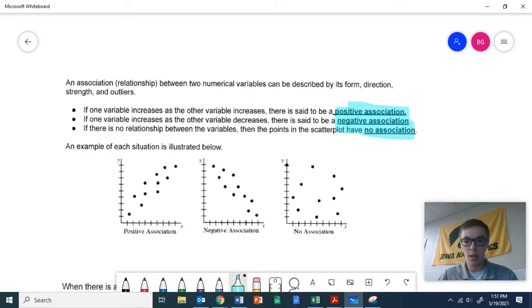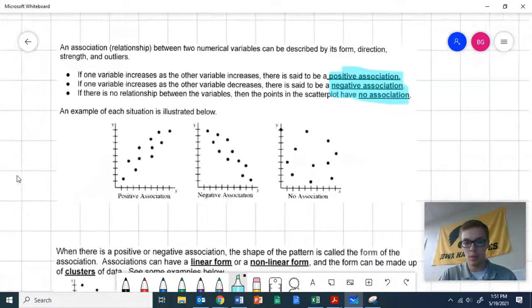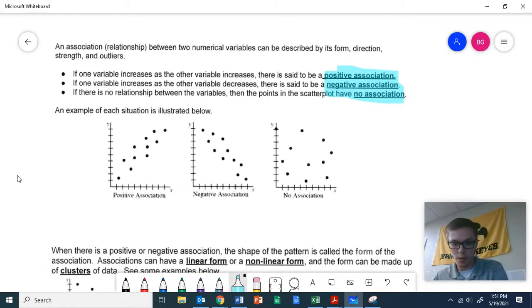A negative association would be like, I got to reference it again, long sleeves and temperature. Okay, as the temperature increases, the percent of long sleeves decreases. Okay, so that is an example of a negative association. And in a graph it would look something like this. It would be decreasing. Okay, so we would say negative in that case.